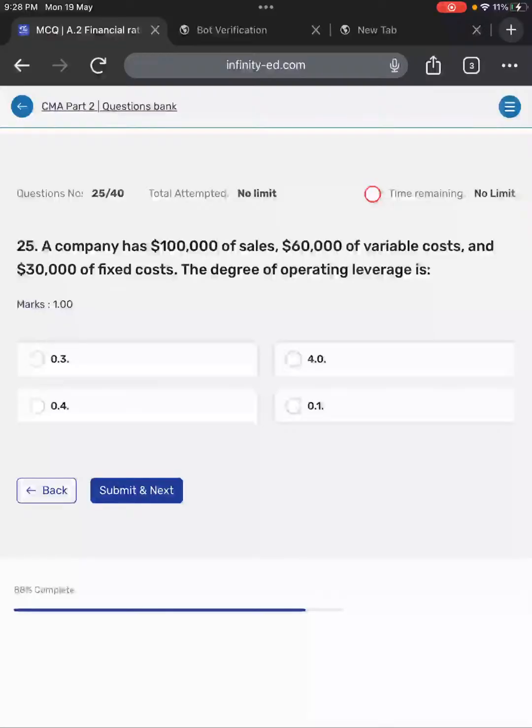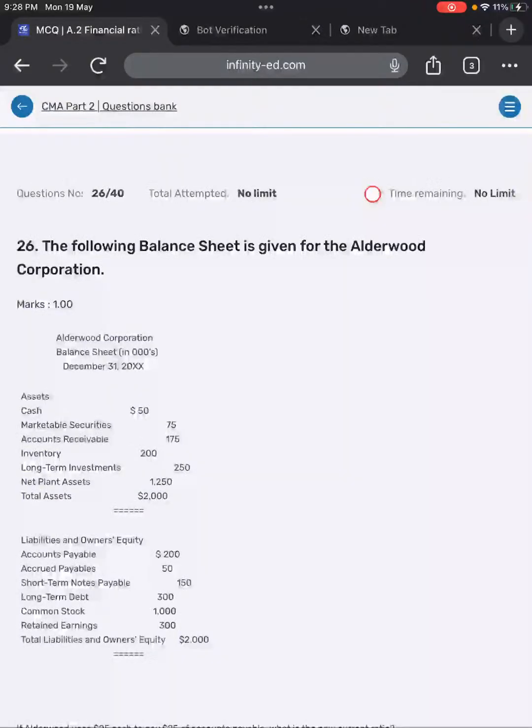Okay, question number 25. A company has sales of 1,60,000, variable cost, and fixed cost 40,000. What is the degree of operating leverage? Profit is 10,000. Contribution is 40,000 divided by 10,000, which comes to 4. The answer is 4.